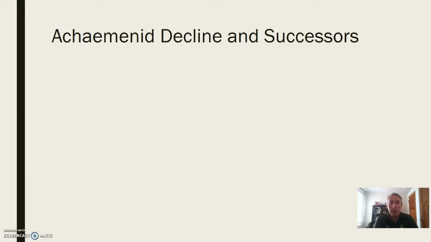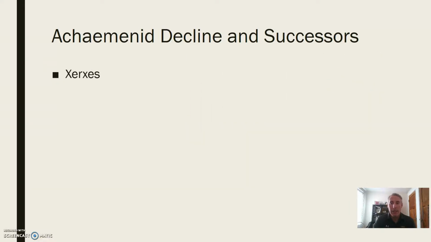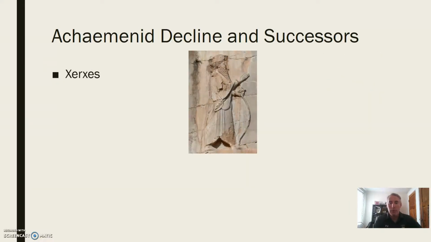Now, the Achaemenid dynasty was not going to last forever. It did fall into decline, actually shortly after Darius's death, with his son Xerxes. Okay, so we have a picture of Xerxes. No, that is not the correct picture of Xerxes from the movie 300. The reality is Xerxes wasn't 9 feet tall. He wasn't nearly as flamboyantly dressed either, probably a lot duller.